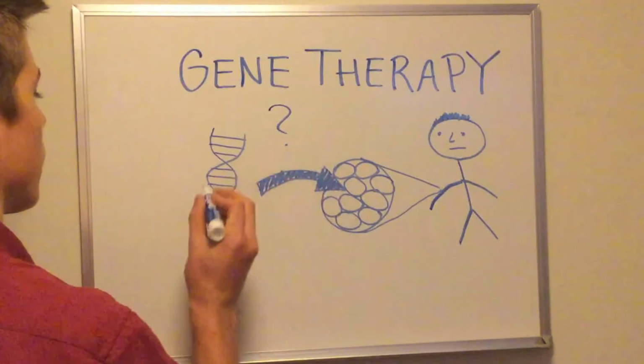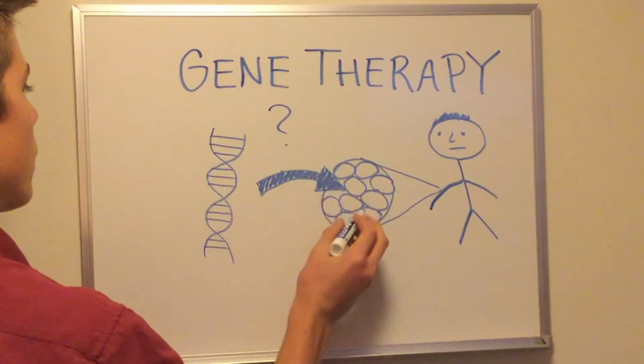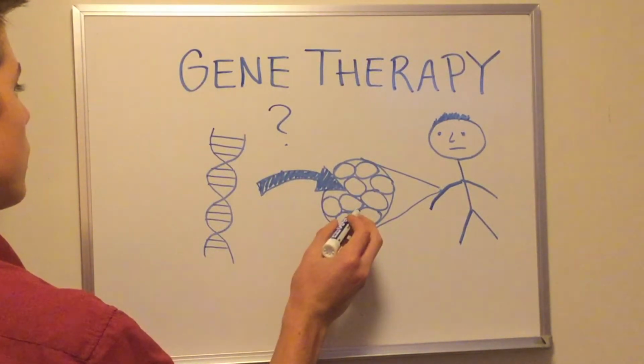But how do we get the functional copy of the gene into the patient's cells? The most common technique is through the use of viruses. But Mr. Cannon, I thought viruses were bad. Well, yes, Bobby. Traditionally, viruses infect cells, making a person sick.